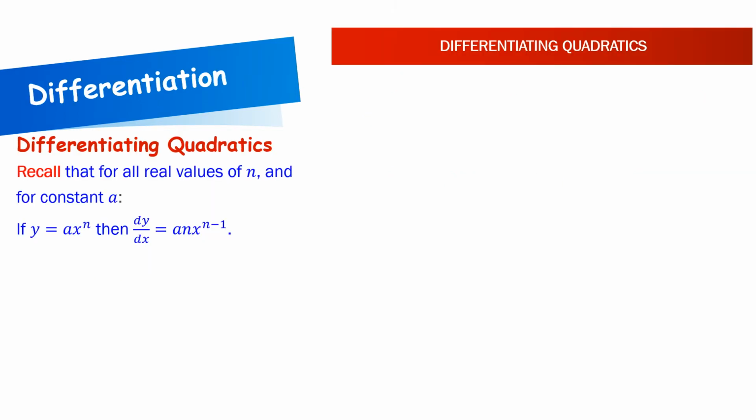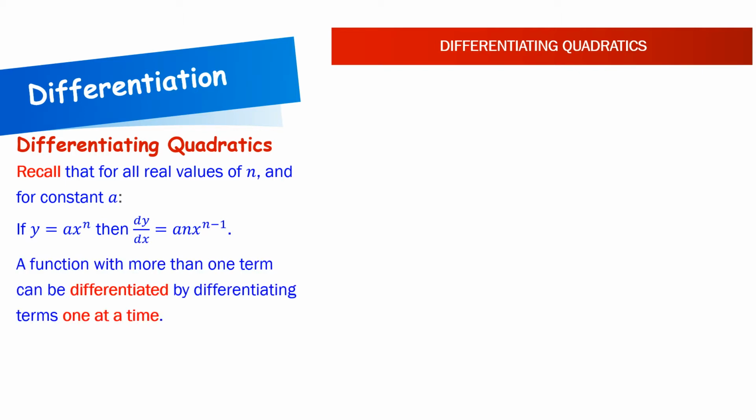Recall that for all real values of n and for constant a, if y equals ax to the power n, then dy/dx equals a times n times x to the power n minus 1. A function with more than one term can be differentiated by differentiating terms one at a time.